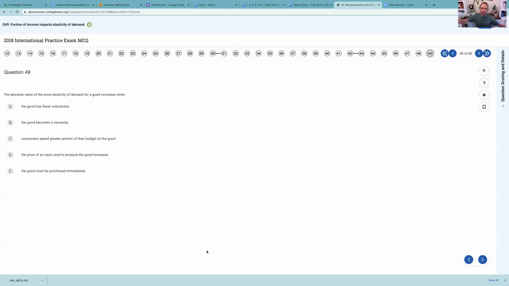C, it's a big portion of your income. The car goes from 25,000 to 50,000. You're not going to buy it anymore. You're very responsive. The greater the percentage of your income, the more elastic the demand for the good. So your answer for 49 is C. Because it's a greater percentage of your income, you are more responsive to the price change. So 49 is C.